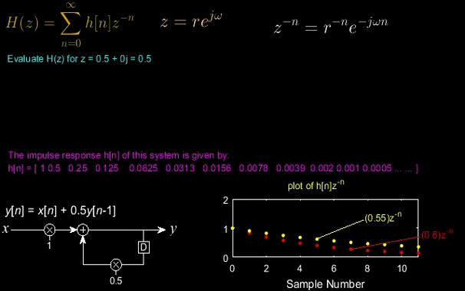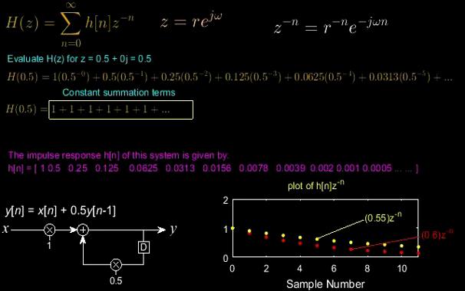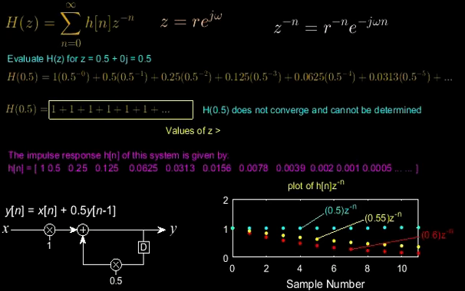If the value of z is further reduced to 0.5 plus 0j, then the product of z to the power minus n and h of n results in summation terms that all equal 1, and the magnitude of h of z when z is close to 0.5 will be approaching infinity. Again, recall that for this system there is a pole located at the location 0.5 plus 0j.